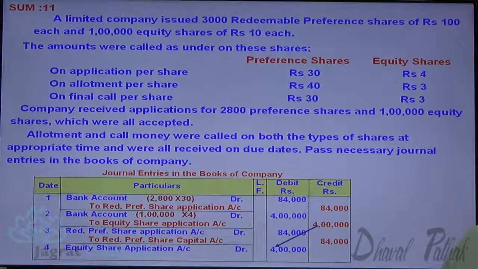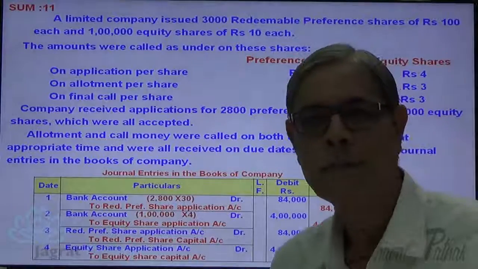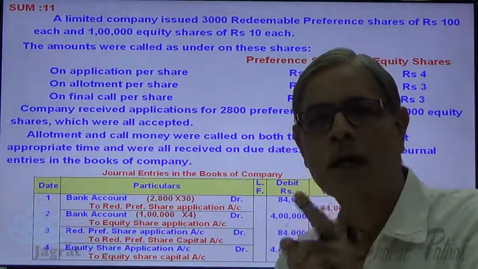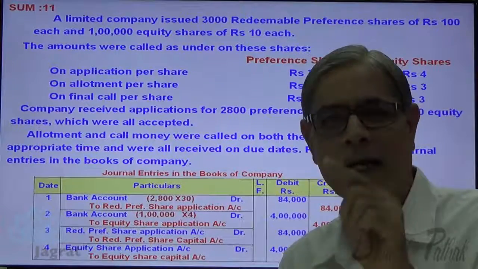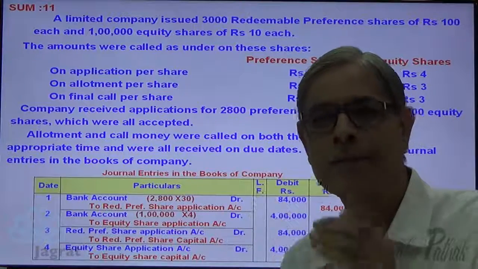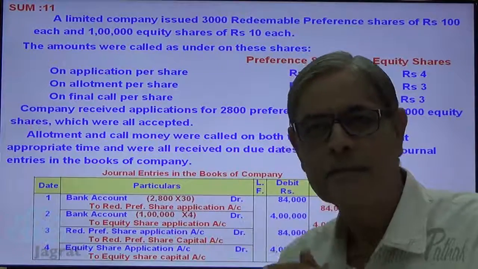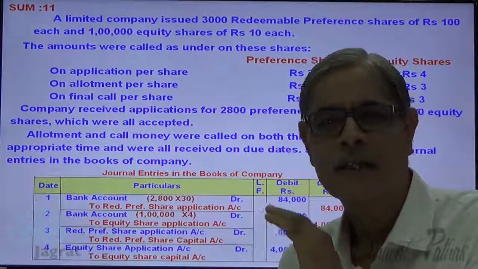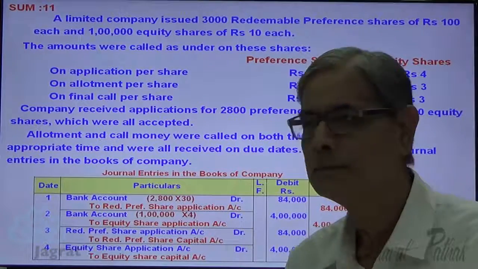Equity share application account debit 4 lakhs to equity share capital account credit 4 lakhs. So these 4 entries are over. Now allotment dues demanded on redeemable preference shares, then allotment dues demanded on equity shares, on allotted equity shares. Then allotment dues on preference shares are received, allotment dues on equity shares are received. These 4 journal entries that I intend to write next.